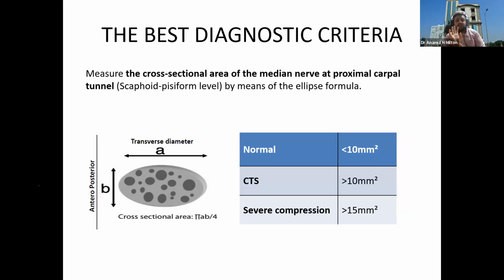So this is the formula: if it is normal, it is less than 10 millimeter squared. If it is considered CTS, it is more than 10 millimeter squared. If it is severe compression, it is more than 15 millimeter squared. So how do we actually measure? A is the transverse diameter, and B is the AP, anteroposterior diameter.